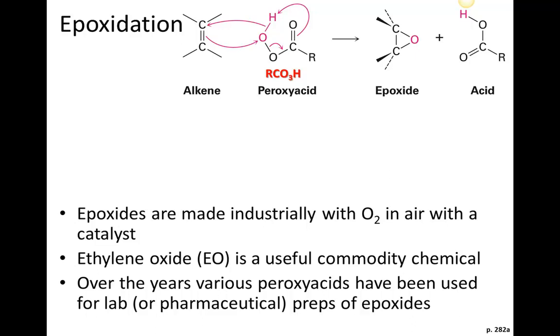Okay, so now for another reaction. We're going to talk about what's called epoxidation. This is a process of making a little three-membered ring that's got an oxygen as one of the elements of the ring. So that's generically called an epoxide.